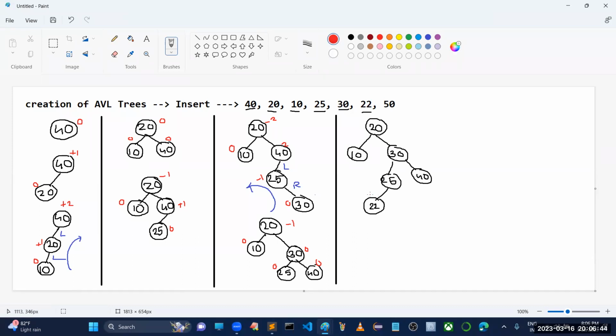So what about balance factor? It is 0, it is 1, it is 0. So 2 minus 1 is plus 1. It is 0. So 1 minus 3 is minus 2. Is it balanced? No. By adding 22, we are getting a problem. It is left child to left. LL means which rotation we have to do? Right rotation. Like this we have to do.